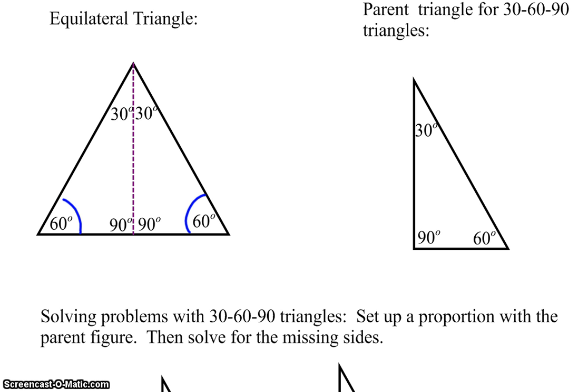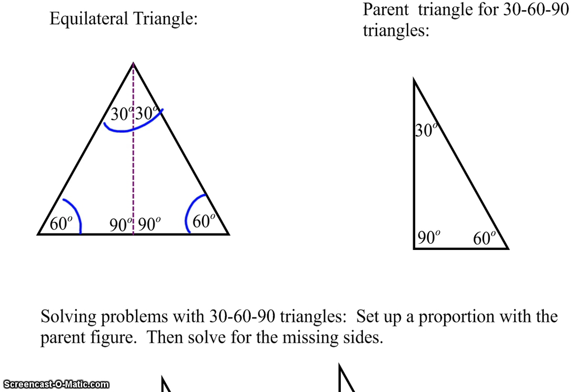vertex and draw the altitude in it, it divides it into two 30-degree angles, which again is 60 degrees, and at the base we get two 90-degree angles because it's an altitude. Both of the triangles that it's been divided into now are 30-60-90 triangles.